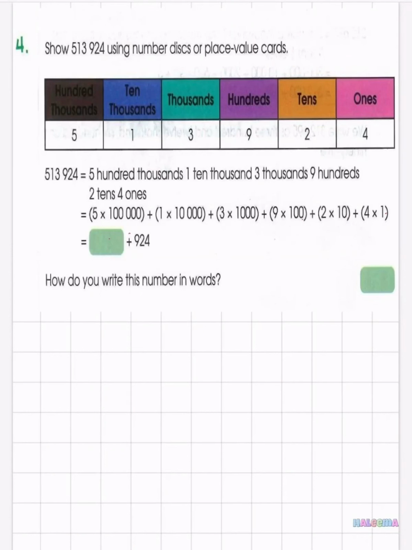It says, show 513,924 using number discs or place value cards, right? The first thing that we need to do is the place value chart. This they've already done for you. See, let's write down the number here.